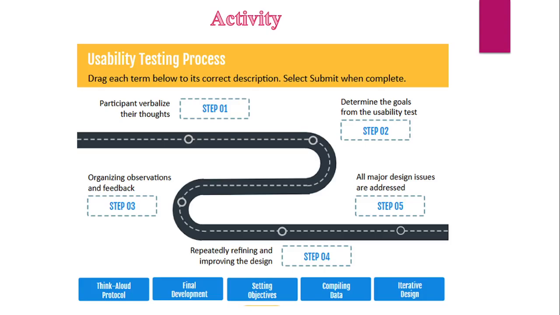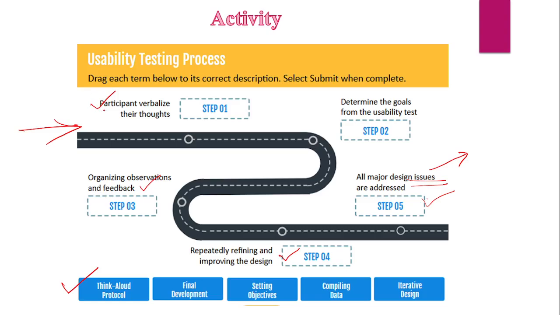Now this is an activity to check your understanding, and you have to drag the correct option into the boxes. The process steps start over here, and different statements are given. The statement is: participants verbalize their thoughts. Step 2, determine the goals from the usability test. Step 3, organizing observations and feedbacks. Step 4, repeatedly refining and improving the design. Fifth step, all major design issues are addressed. So these are the statements I have given you as an activity. Now you have to arrange the process according to the steps.